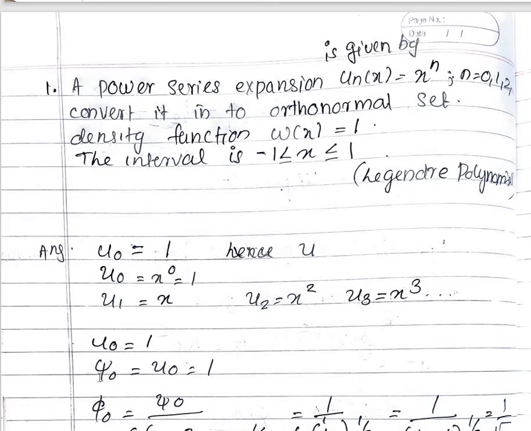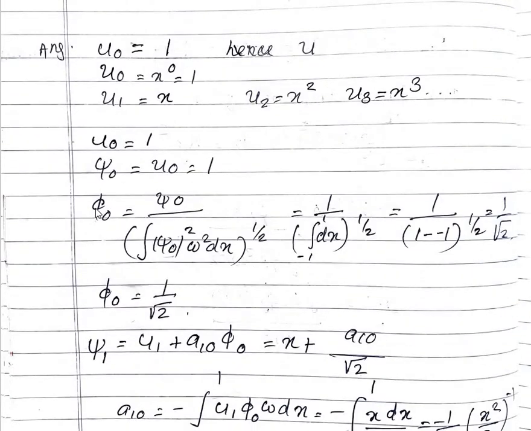So we can write psi 0 is equal to u 0, the first orthogonal function. So that is equal to 1. Then we have to find a normalized function, so we have to normalize phi 0. Phi 0 is equal to psi 0 divided by the integral of psi 0 square w dx whole raised to 1 by 2. Psi 0 is nothing but 1, so 1 divided by the integral from minus 1 to 1 of dx whole raised to 1 by 2. That is 1 by 1 minus minus 1 whole raised to 1 by 2. So that is given by 1 by square root of 2.